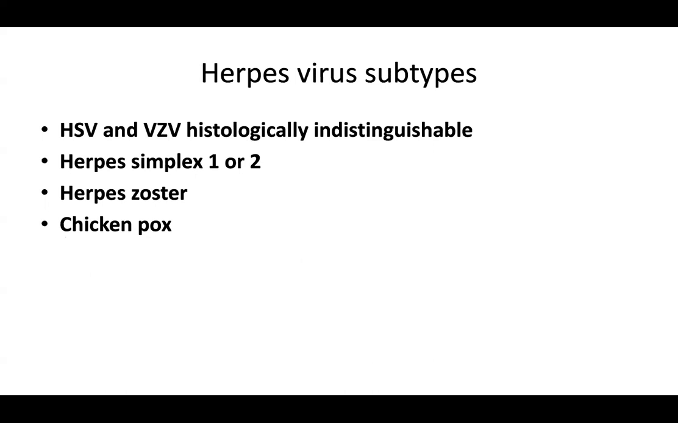So what are the herpes virus subtypes? As you know from review, it's HSV and VZV, histologically indistinguishable. You can do some immunohistochemical stains for herpes simplex 1 or 2 and show that there is HSV, at least 1 or 2, depending on what stain you're using. If you try to stain zoster with that, it may be negative. So you have to have a specific stain for the varicella zoster virus.